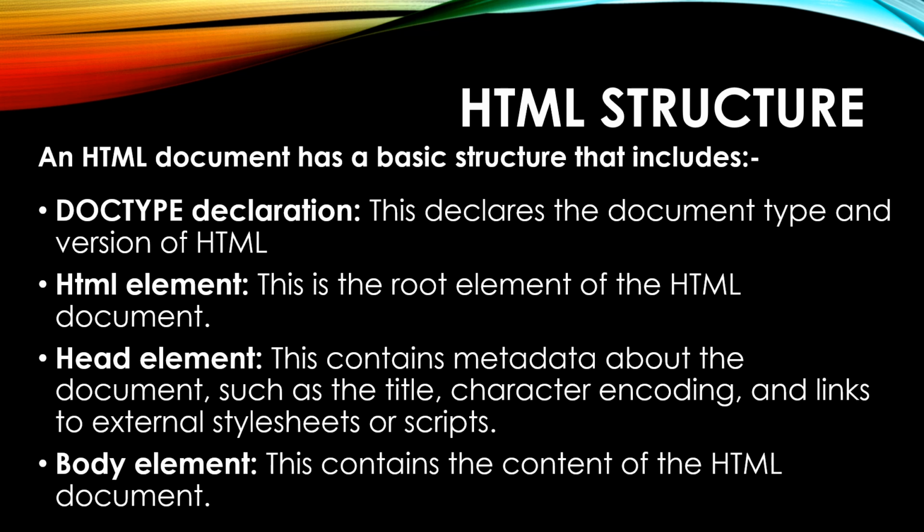The first thing we're going to talk about is the HTML structure, and an HTML document has a basic structure that includes the doctype declaration. Doctype means document type, and this declares the document type and version of HTML. There are different versions of HTML, and we have HTML3, HTML5, but we are going to be working with HTML5. So the doctype that we are going to be declaring in our code is going to be HTML5. Okay, so that is how we are going to go about it.